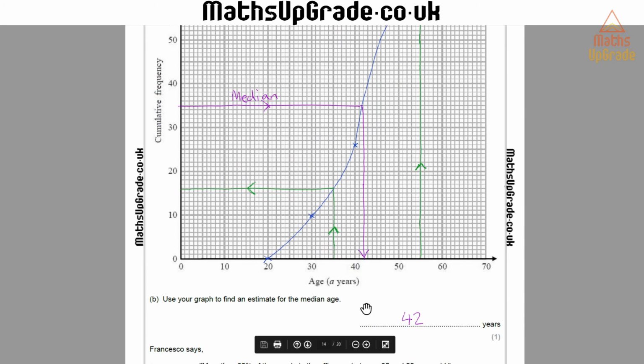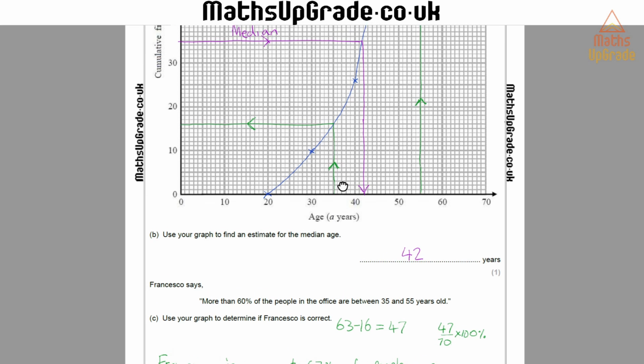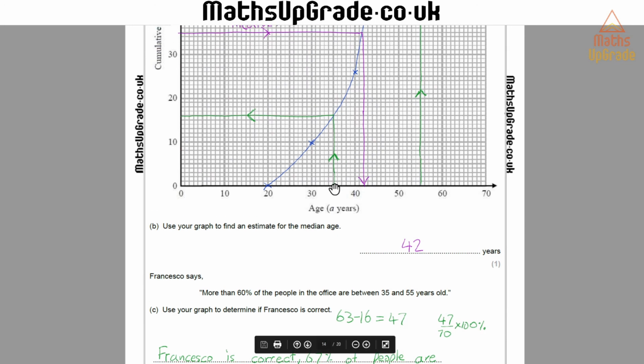In the last part of the question, for 3 marks, Francesco says that more than 60% of the people in the office are aged between 35 and 55 years old. So we need to use the graph to determine if he's correct. So what I've done here is I've found 35 years old on this bottom axis, go straight up to the curve and go straight across. Read off the value there, and that is 16. So 16 people were aged less than 35.